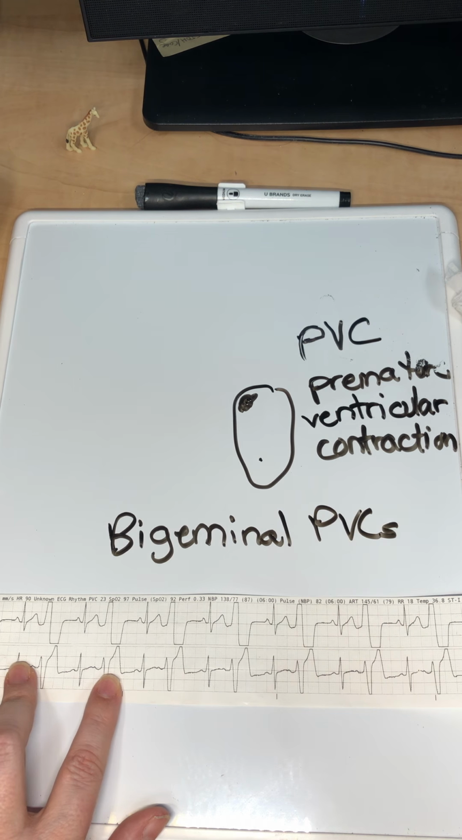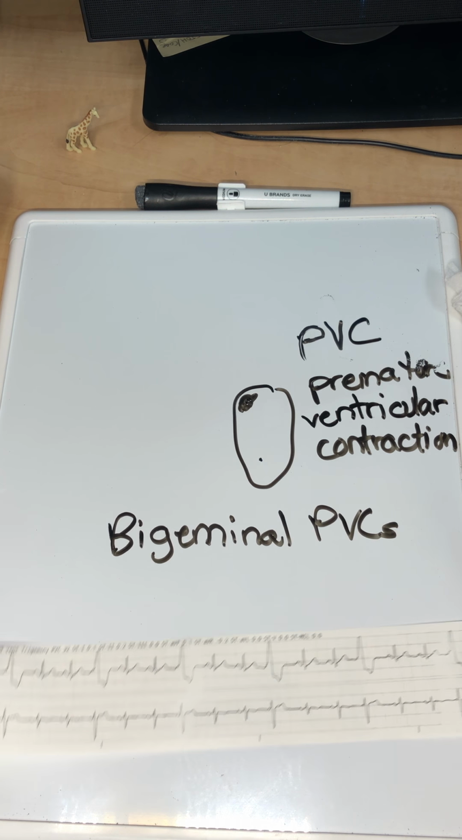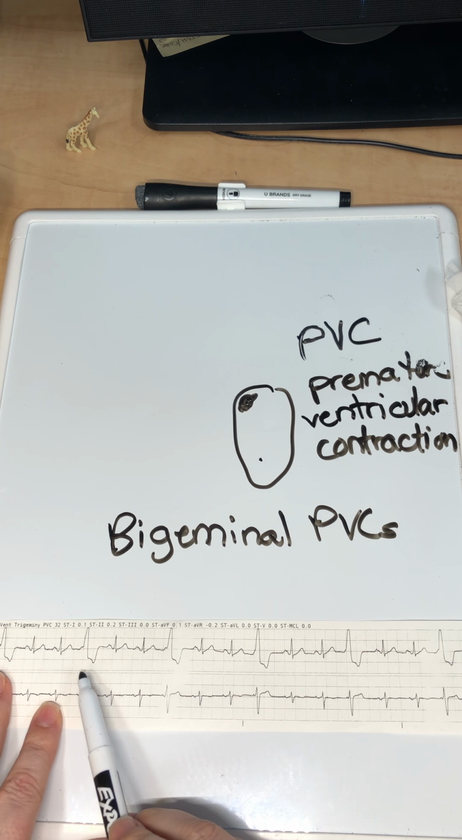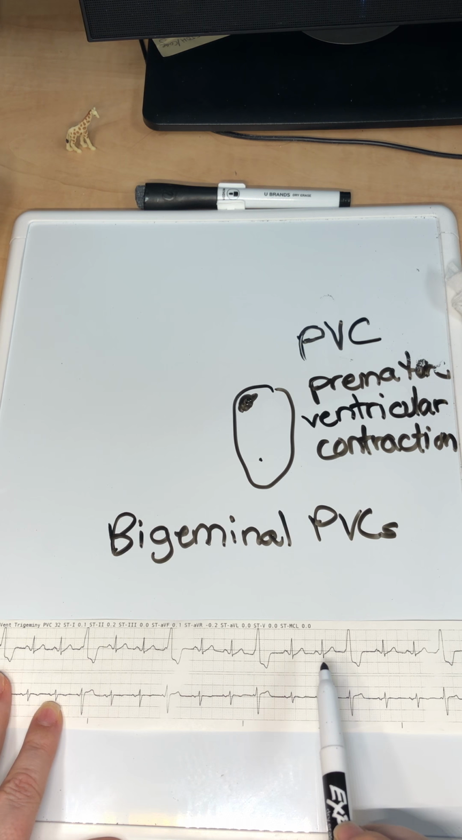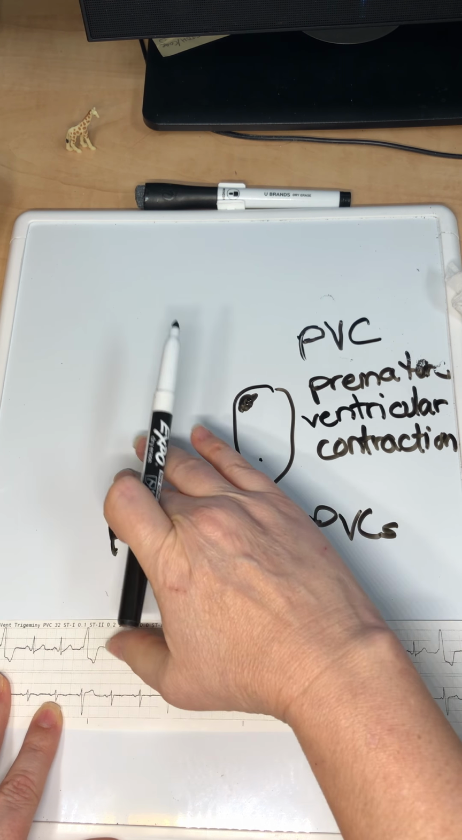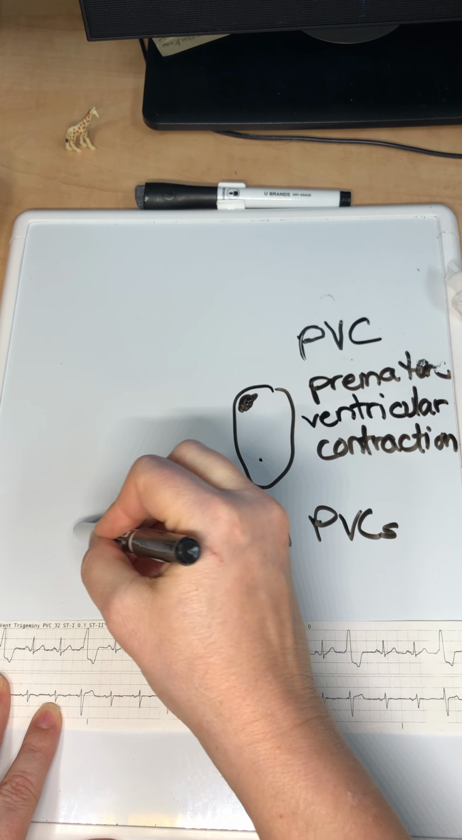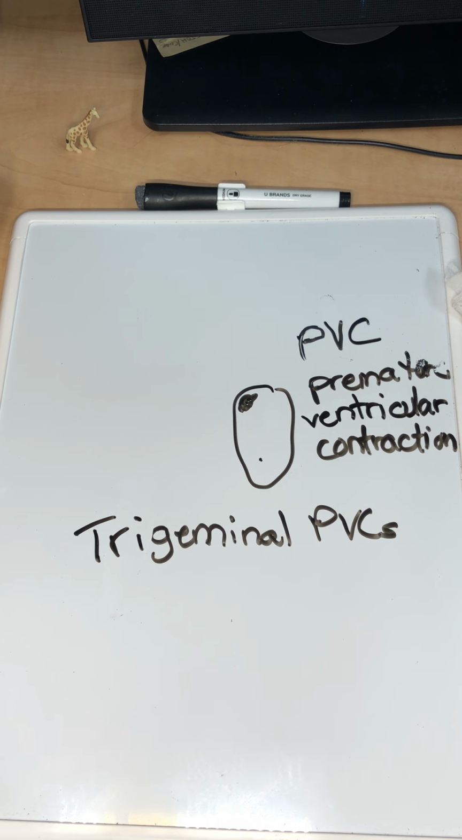PVCs. Okay, what if it is every third beat? Ooh, look at this. 1, 2, PVC. 1, 2, PVC. 1, 2, PVC. 1, 2, PVC. I bet you can guess what that's called. It's called trigeminal PVCs. Okay? All right.